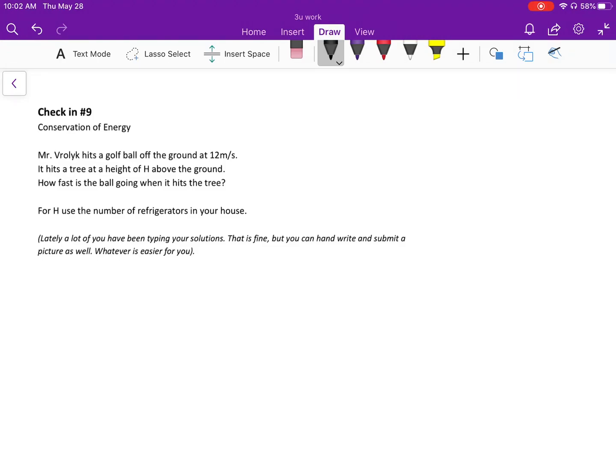There was a common mistake made with this check-in number 9, so I'm going to doodle out a solution, maybe clarify what some people did wrong. Just to be different, it says to use the number of refrigerators in your house as the height. Nobody else had this number, so I'm going to say that the height is 4 meters.